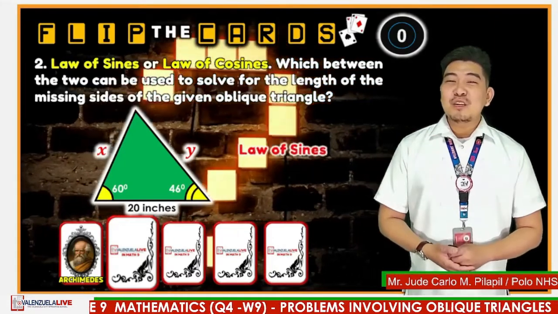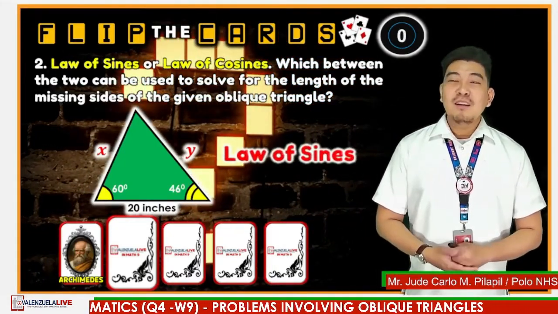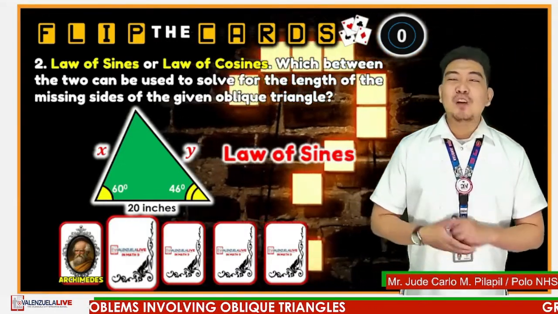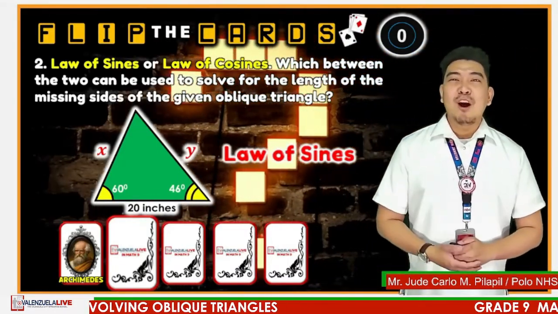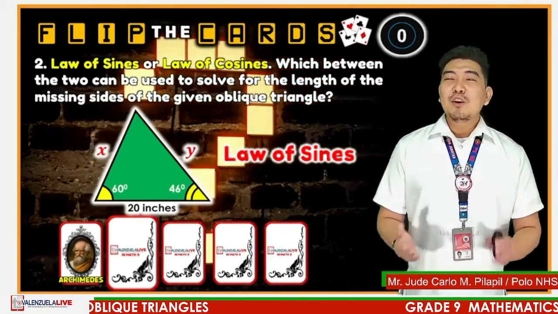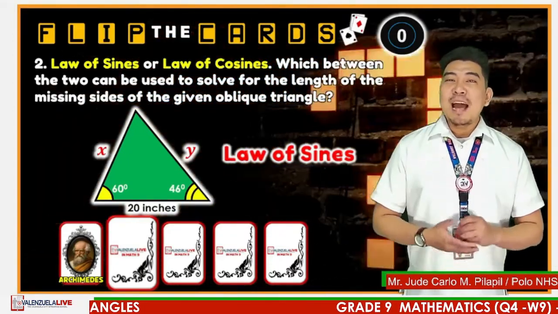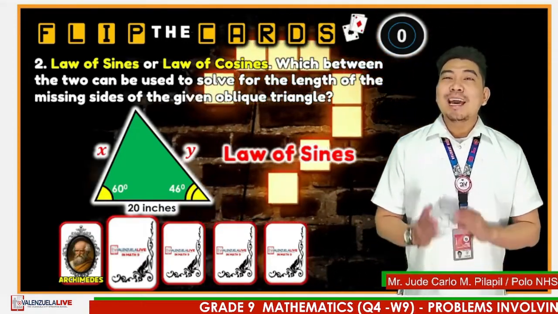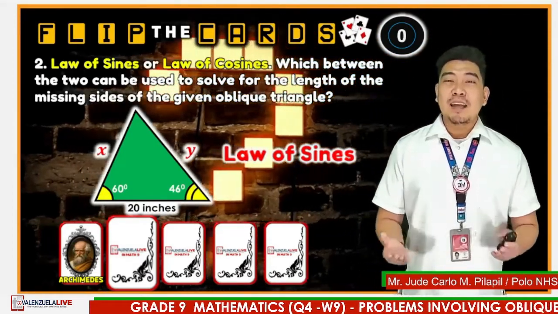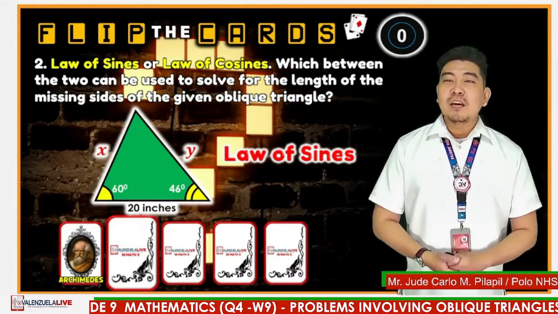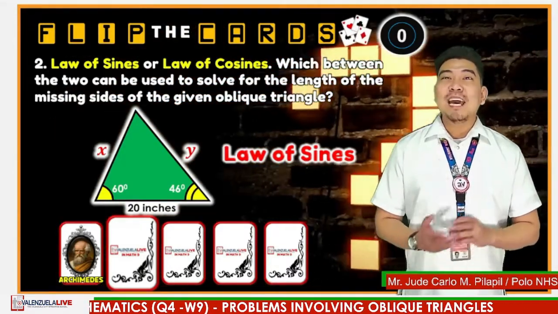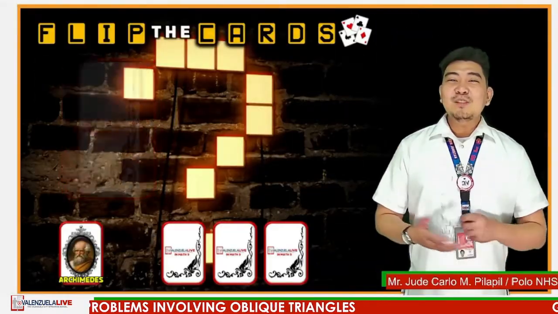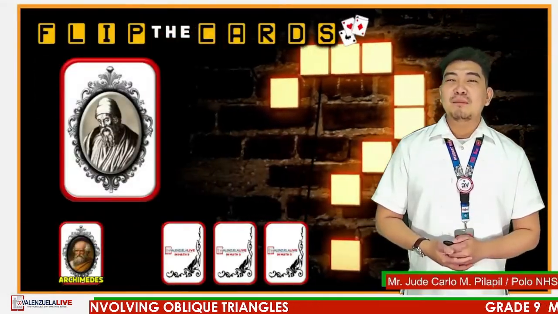If you answered law of sines, then you are correct. It seems that you can still remember the patterns under the law of sines and the law of cosines. Note that we are given with two angles and an included side or follows the pattern ASA. Hence, we use the law of sines to solve for the missing sides x and y of the given oblique triangle. Let us find out who is the next mathematician.